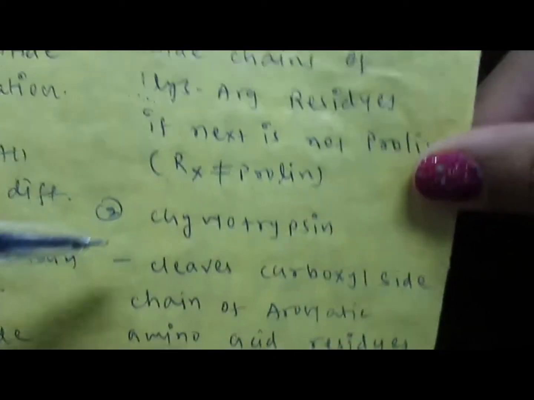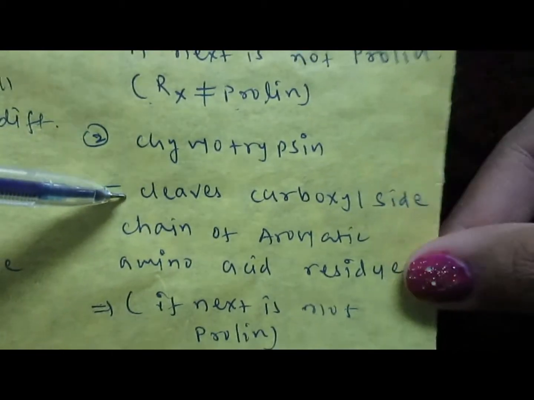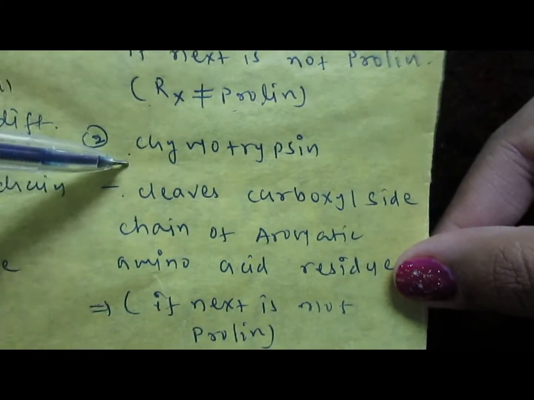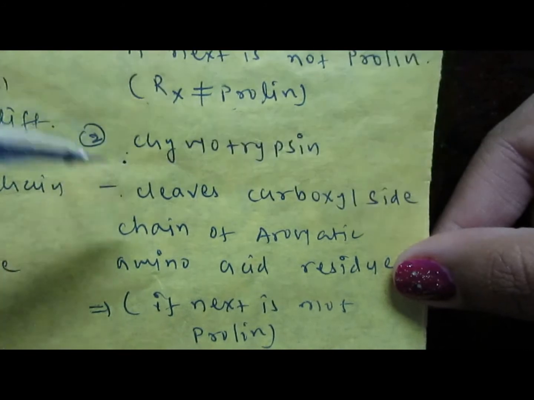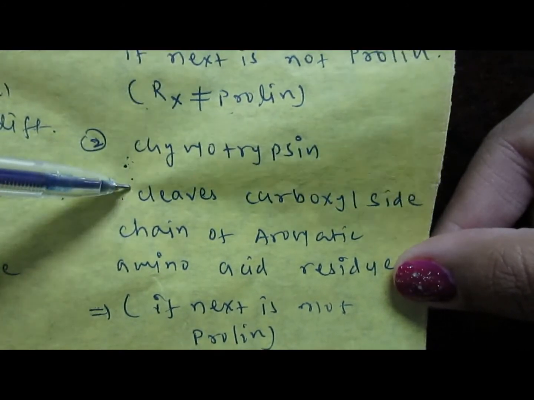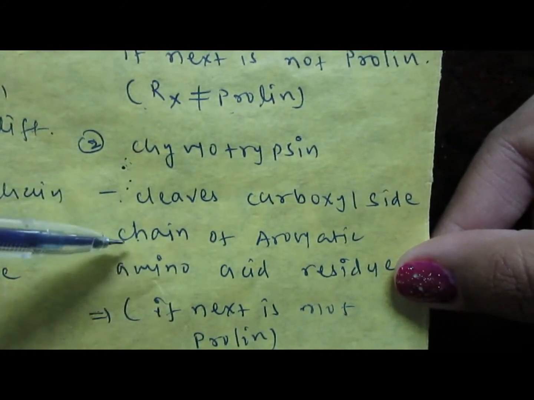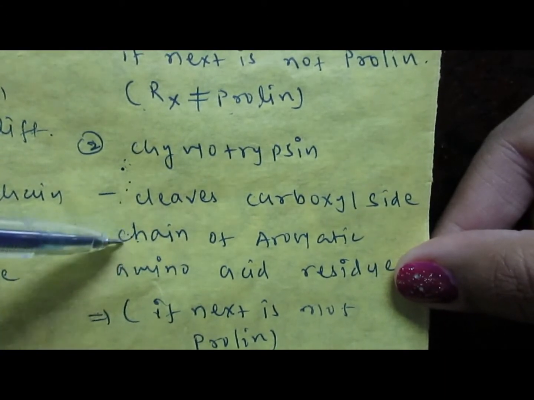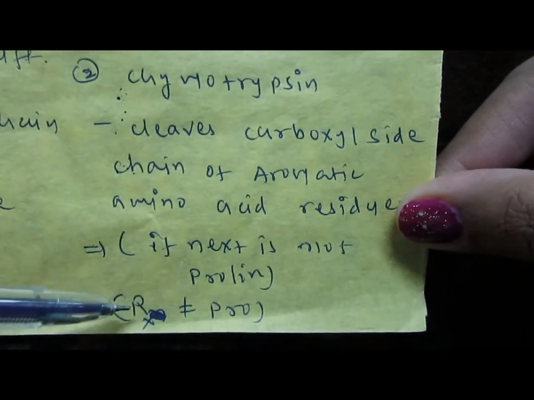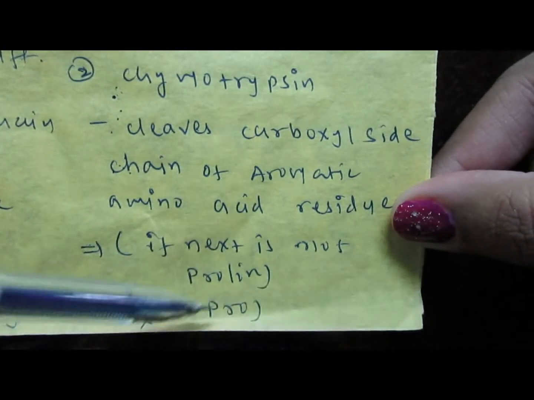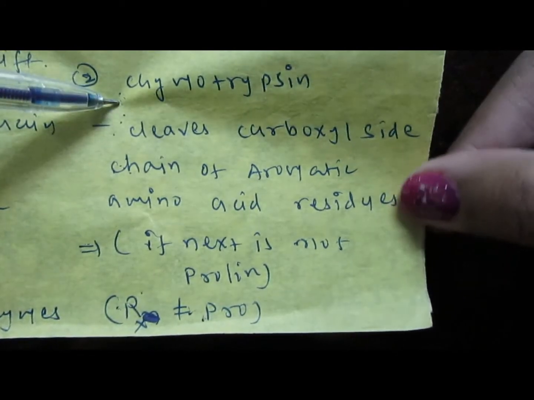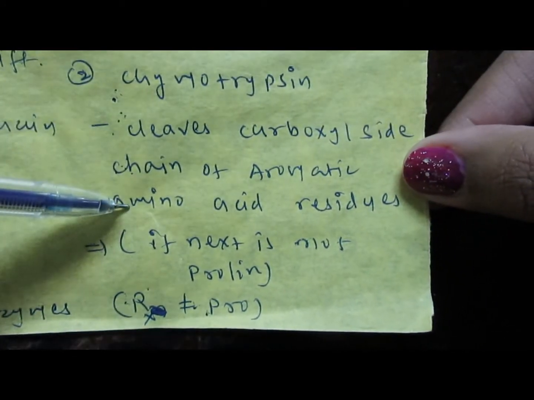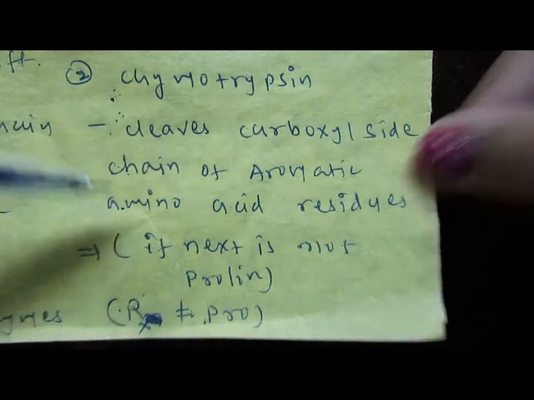Then the second enzyme is chymotrypsin. Chymotrypsin works on specific aromatic amino acids. We all know that aromatic amino acids are phenylalanine, tyrosine and tryptophan, right? Chymotrypsin cleaves the carboxyl side of these aromatic amino acids, but the condition is that the next amino acid should not be proline. Only then will chymotrypsin come and cleave at the aromatic amino acid.